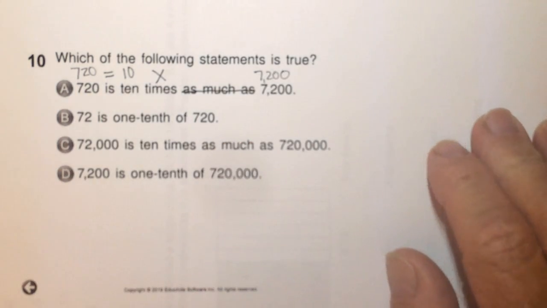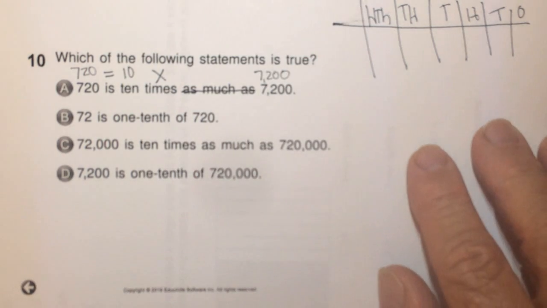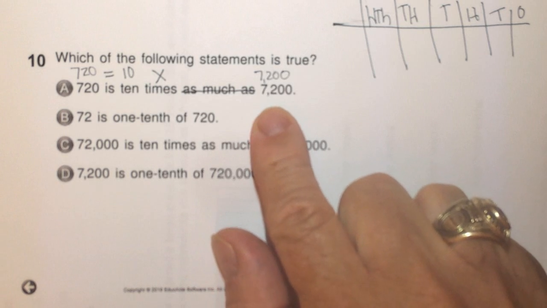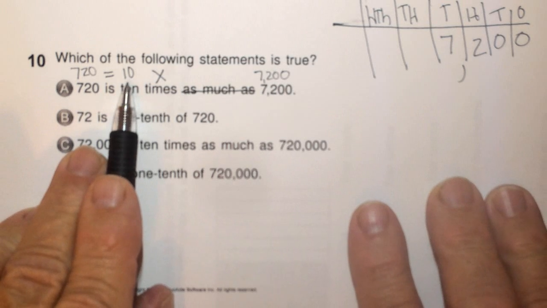And if we go back to our place value, our place value always helps us at this age, especially tens, hundreds, thousands, 10,000s. I'll go up to 100,000s. Okay, so I'm doing something to the 7,200. 10 times 7,200. So I'm going to put 7,200 first in my place value chart. 7,000s, 200s, no 10s, no 1s. Then I'm going to multiply by 10.